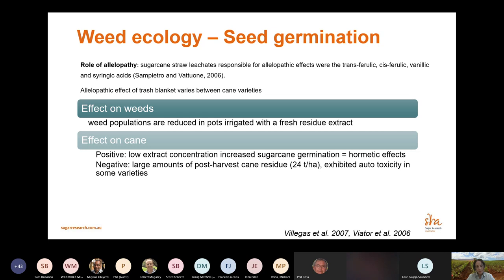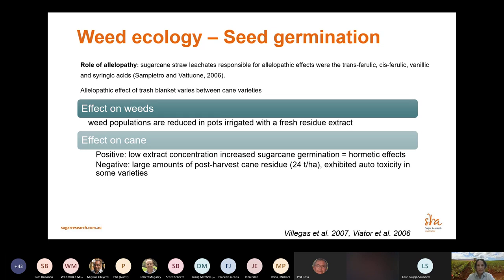Some researchers, not in Australia, it was done in South America, have found that low extract concentrations of leachates increase sugarcane germination, and they call it a hormetic effect, suggesting that a small amount of cane residue left on the row could prove beneficial for cane regrowth. They also found that a very large amount of post-harvest residue, we're talking about 24 tons per hectare, which is more than what we would find in the Australian sugarcane industry (we are more around 18, 20 maximum), led some varieties to exhibit autotoxicity when a large amount of residue was left on the row. So it's an interesting fact.